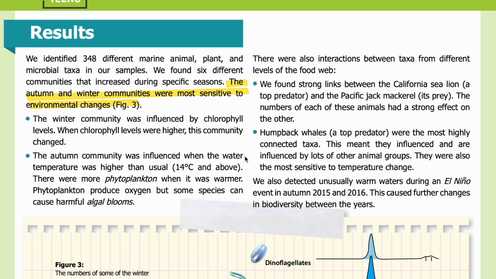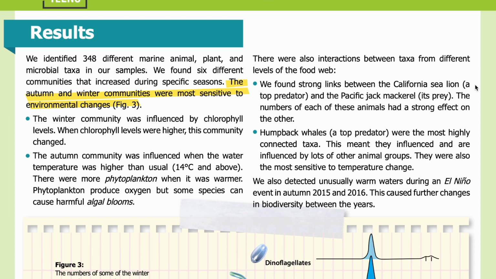The autumn community was influenced when the water temperature was higher than usual, 14 degrees Celsius and above. There were more phytoplankton when it was warmer. Phytoplankton produce oxygen, but some species can cause harmful algal blooms. There were also interactions between taxa from different levels of the food web.